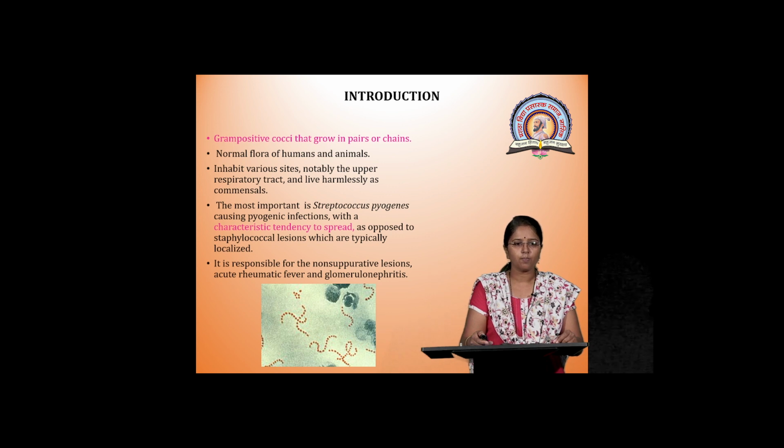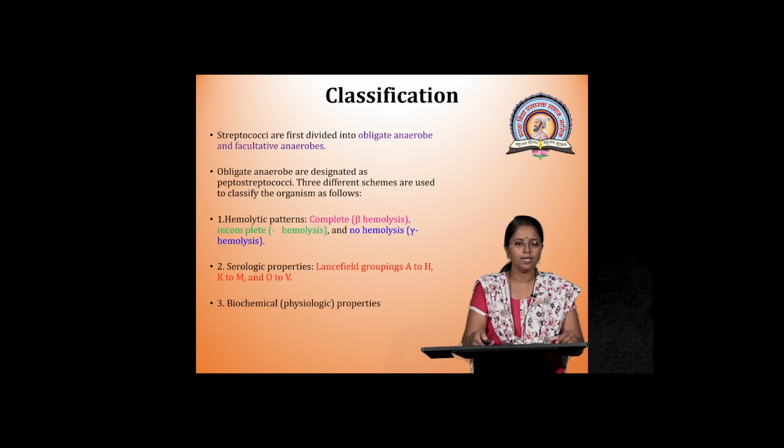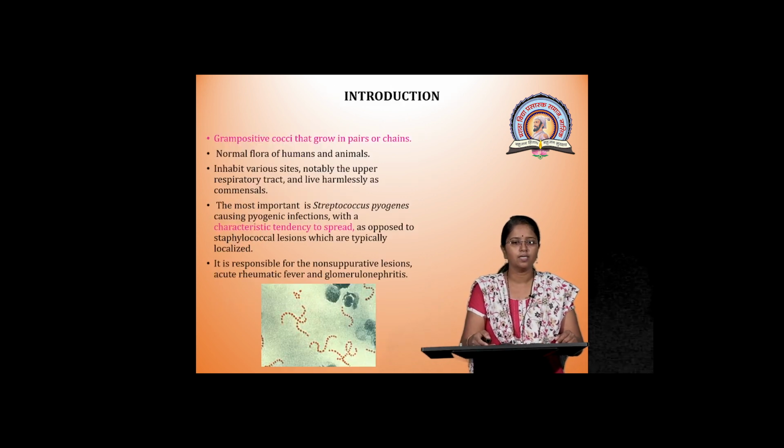Streptococcus pyogenes is also responsible for non-suppurative lesions, that is acute rheumatic fever and glomerulonephritis. These two infections are caused by Streptococcus. In rheumatic fever and glomerulonephritis, there is no pus forming lesion on the body, but the symptoms are very severe. The image given here shows the streptococci present in chains.